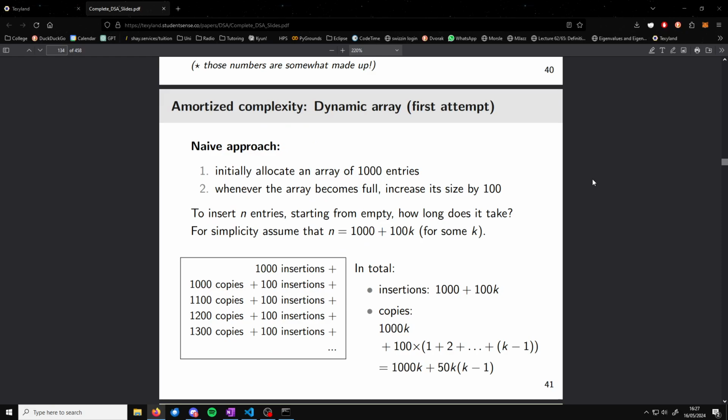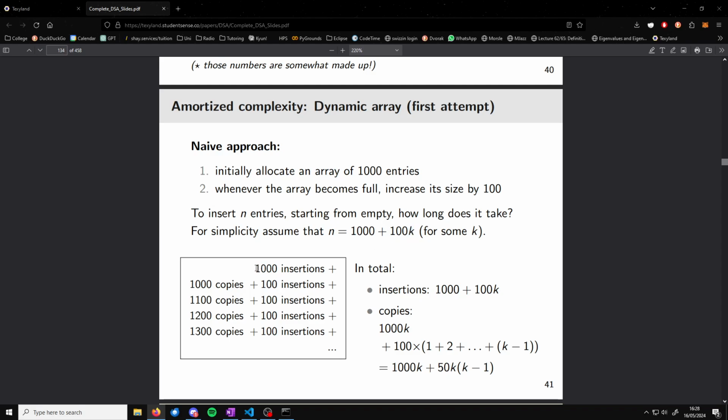So let's say we want to work out the amortized complexity of this dynamic array implementation. Say we initially allocate an array of 1,000 entries, and whenever the array becomes full, we increase the size by 100. So to insert n entries, starting from empty, how long does it take? Let's assume that n is 1,000 plus 100 times some integer k.